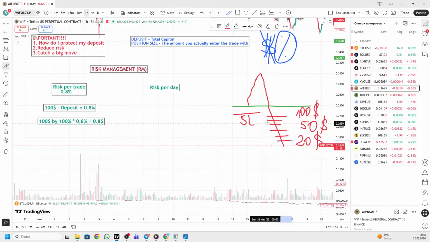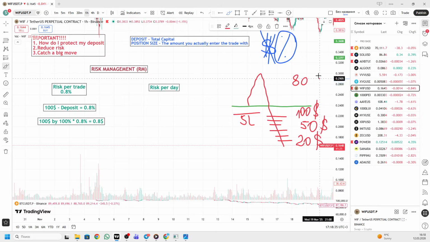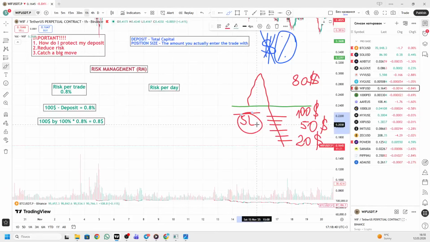Suddenly you are down to $20 and now you are desperate to recover, but the missing $80 is already gone. You don't have 80 bucks. $80 are gone when you start moving your stop loss. And this is exactly how burnout begins. So remember this rule. We move the stop only into profit. Only.